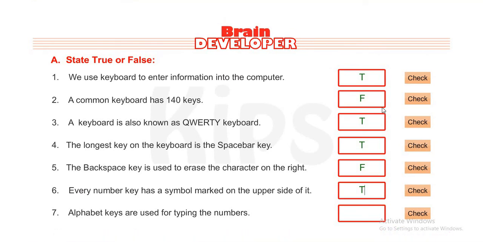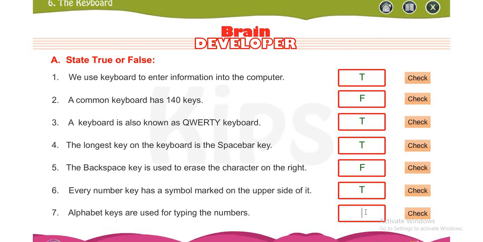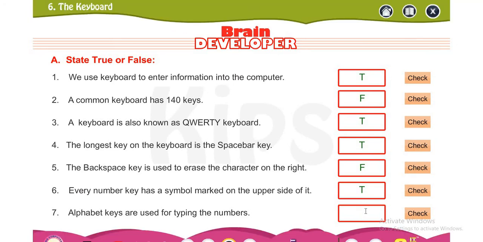Alphabet keys are used for typing the number. So alphabet key is used to type a letter, okay, and number key is used to type a number. So it is false. Next one.